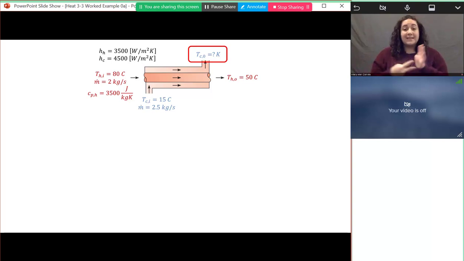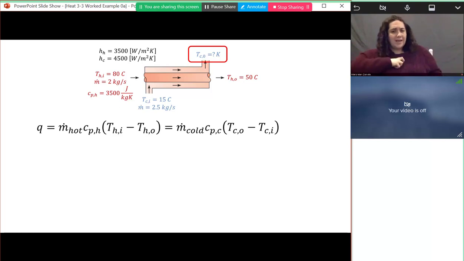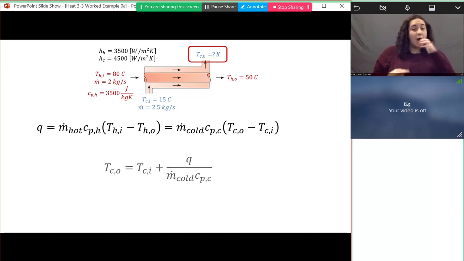So now I can look at the cold side to try to figure out the cold side outlet temperature. I'm going to use my same equation for heat, but now I'm saying that the hot side heat is equal to the cold side heat if I look at the magnitudes. And I can isolate this equation for the cold outlet temperature. Here I know the cold inlet temperature, I know the heat transfer, I know the mass flow rate on the cold side, but I don't yet know the specific heat on the cold side. That wasn't given to me in the problem, so now I'm going to have to look something up on a table and find some material properties.